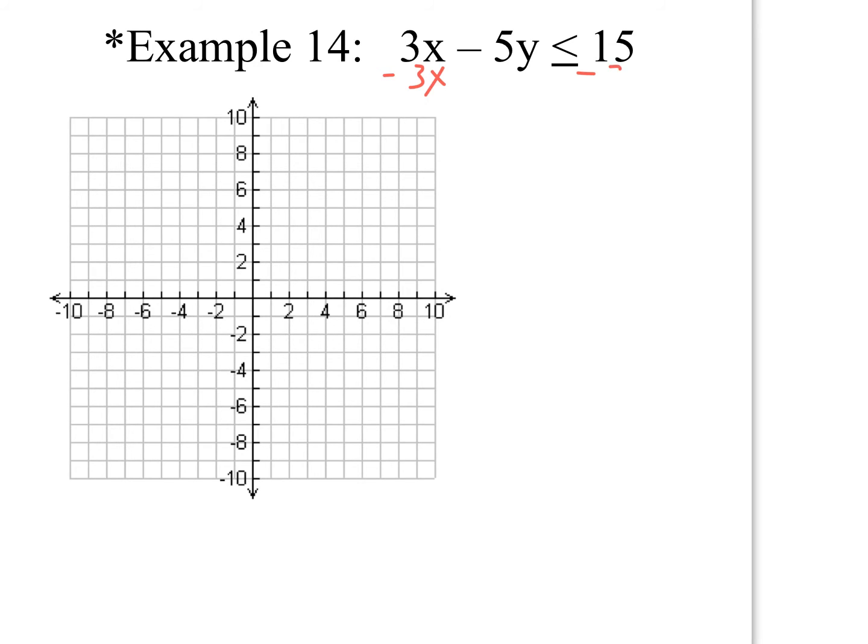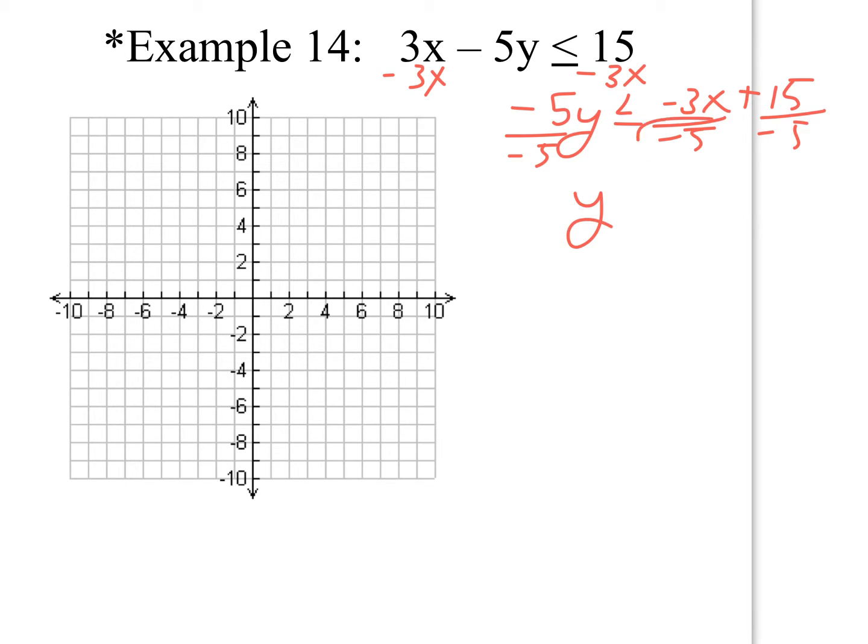Minus 3x. So negative 5y is less than or equal to negative 3x plus 15. Divide by negative 5. Y, now because I divided by a negative, is now greater than or equal to 3/5 of x minus 3. There's some ugly stuff. So again, let's go to negative 3 right here. My slope's 3/5. 1, 2, 3 over 5. 2, 3 over 5.